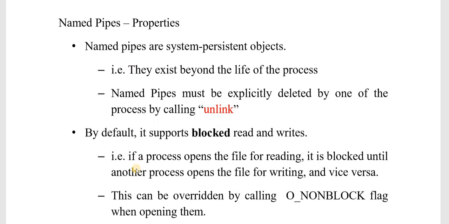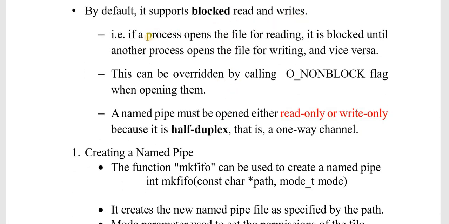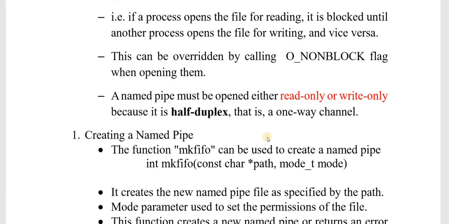Now we will see some of the properties of named pipes. Named pipes are system persistent objects. They exist beyond the life of the process. Named pipes must be explicitly deleted by one of the processes by calling unlink. By default, it supports blocking reads and writes. That is, if a process opens the file for reading, it is blocked until another process opens the file for writing and vice versa. This can be overridden by using the O_NONBLOCK flag when opening them. A named pipe must be opened either read-only or write-only because it is half duplex, that is, a one-way channel.